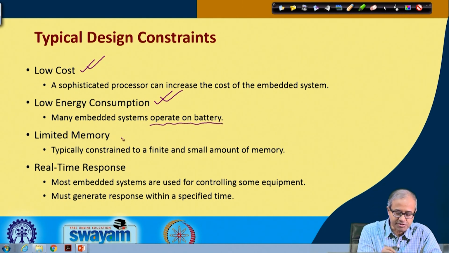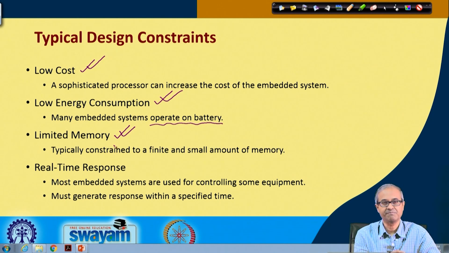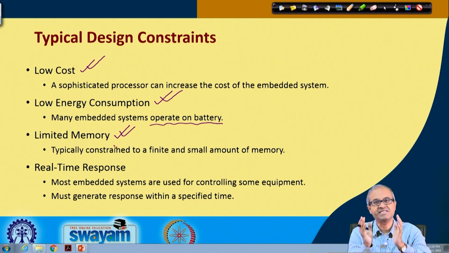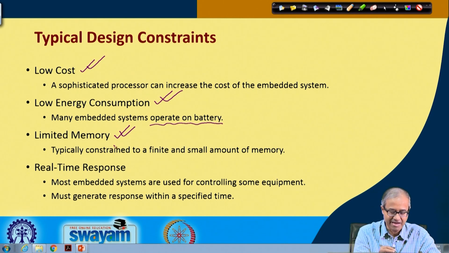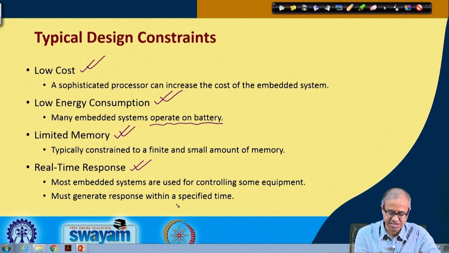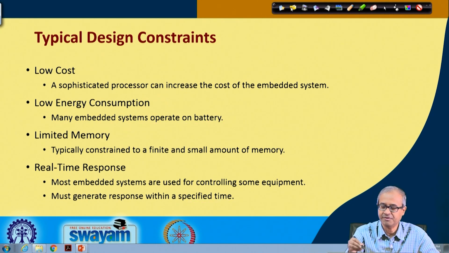And because these processors are very simple, the amount of memory they have is also pretty small, limited memory. So, whatever program you write, whatever computation you do, must fit inside that limited memory space. That is a constraint. And this I have already mentioned: many applications demand real time response. Within a specified time, the system should respond to the inputs. Okay.